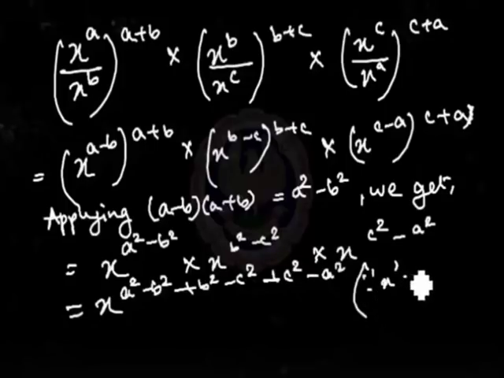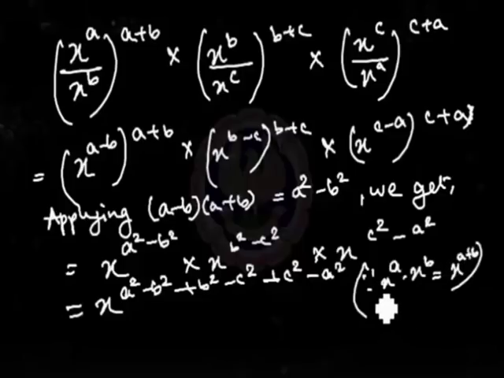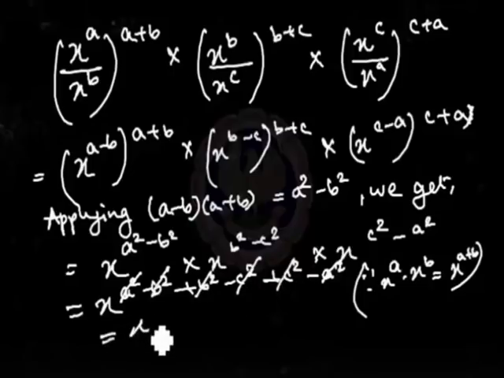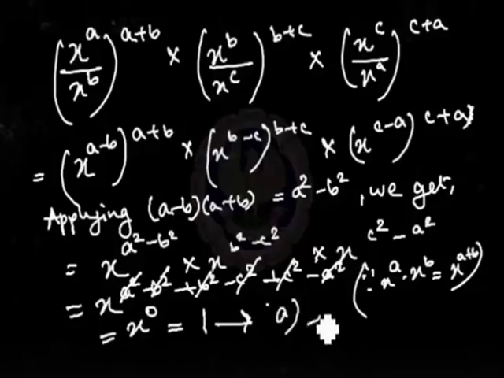Since x^a into x^b is equal to x^(a+b). Agreed? Let's cancel. a square gets cancelled, b square gets cancelled, c square gets cancelled. So this is equal to x to the power 0. What is the value of x to the power 0? 1, which is option A. Agreed?